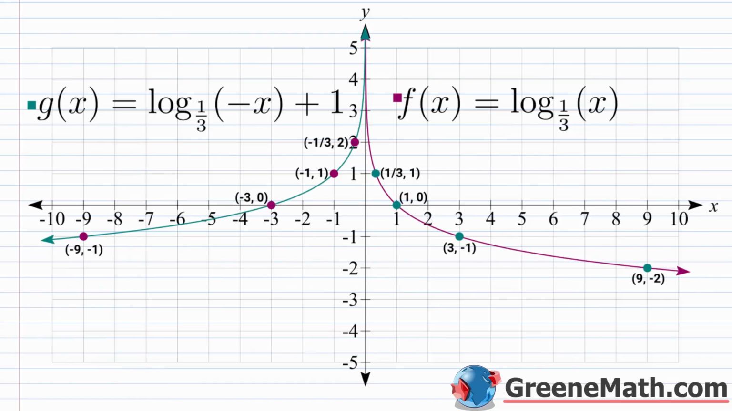So that's something we talked about in the lesson. When this base right here is greater than 0 and less than 1, we're going to be decreasing over the entire domain. If that base right there is greater than 1, we're increasing over the entire domain. So that's something to keep in mind.